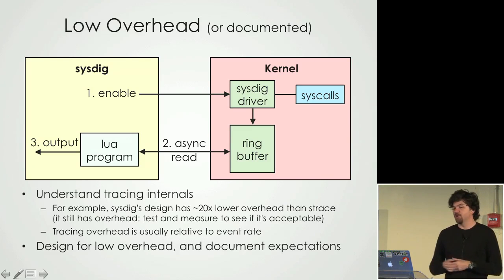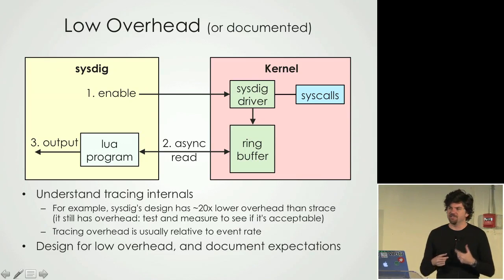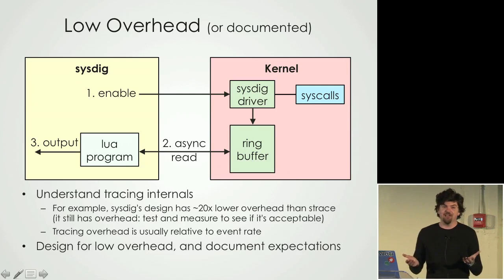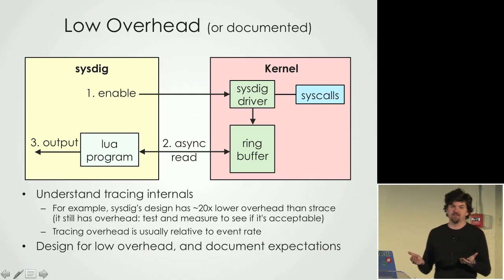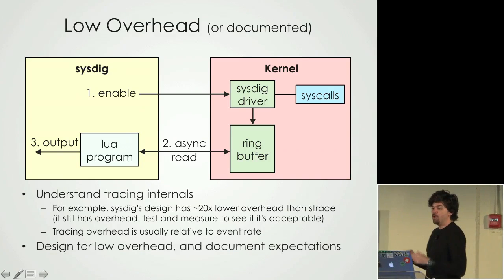Scheduler events for the kernel. Every time the kernel does a context switch, that can have a really high overhead. That can happen over 1 million times a second. Per packet events.